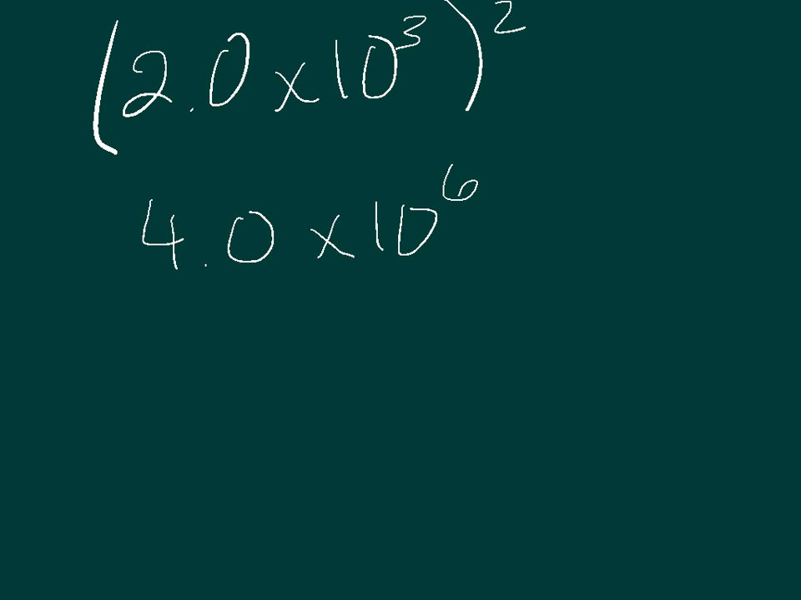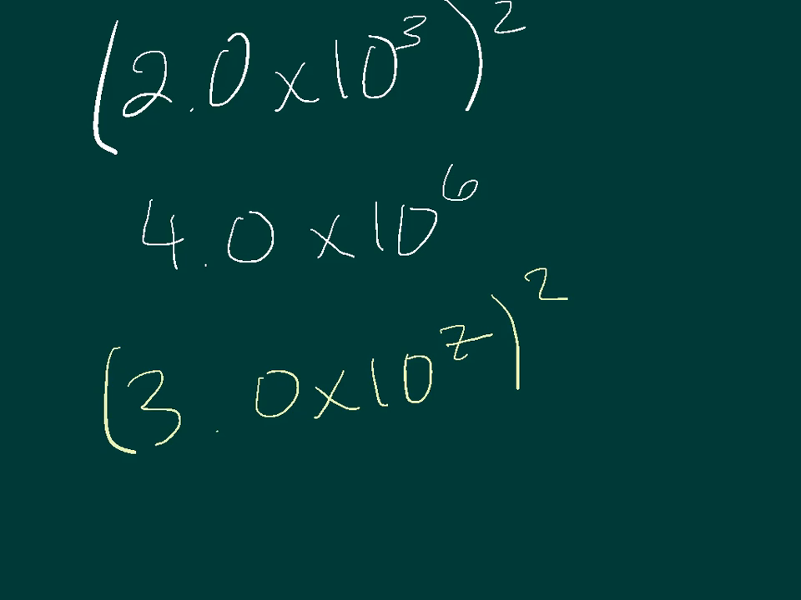Okay, let me just give you another example for kicks. If you have 3.0 times 10 to the 7th, and you square that, again, you're going to go ahead and just square the 3.0, so you get 9.0 times 10 to the, and then multiply the 7 and the 2 together, so you get 14. Okay, that's that.